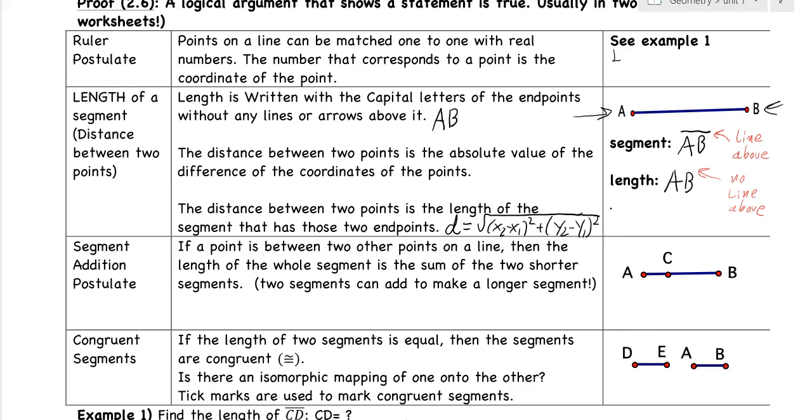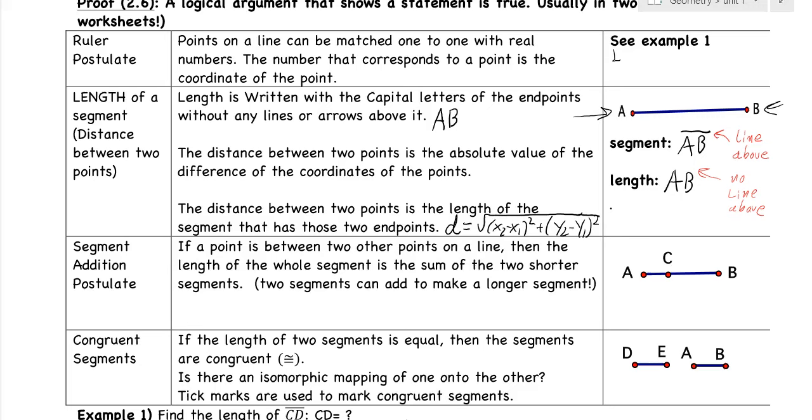And then we prove things about the physical objects. And as we prove more things about the physical objects, we can use those things that we've proven to do more things instead of falling back to the properties of equality. One of the ways we do this is with the segment addition postulate.